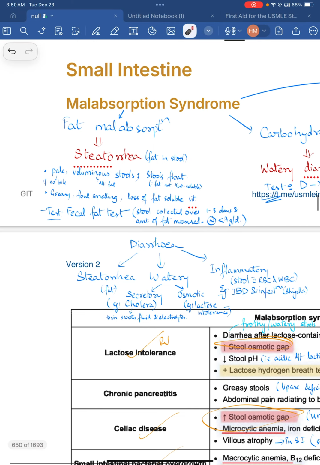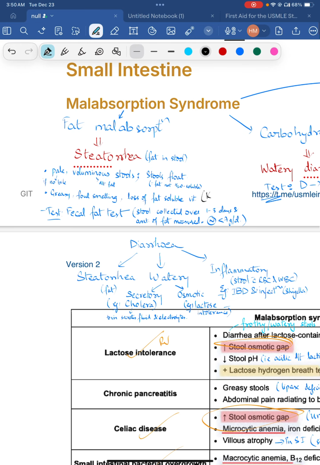In addition to that, you have loss of fat soluble vitamins. What are fat soluble vitamins? I remember it as KEDA. KEDA means a worm in Hindi. Vitamin K, vitamin E, vitamin D, and vitamin A.